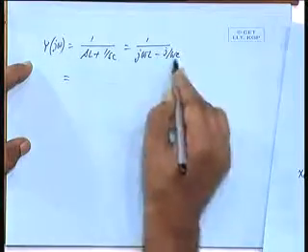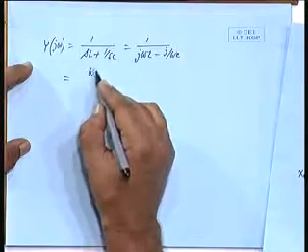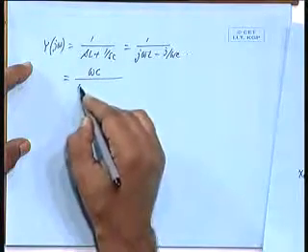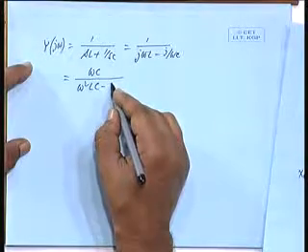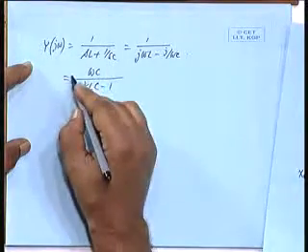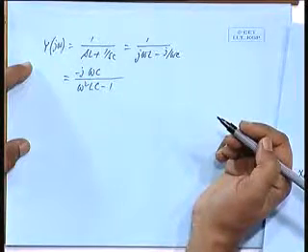So how much is it? If I multiply by omega C, divided by omega square LC minus 1, and j can be taken out, so minus j omega C by omega square LC minus 1. Okay.